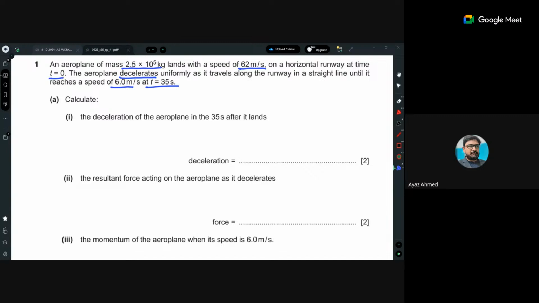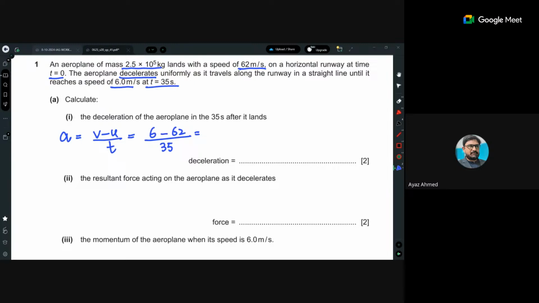For the deceleration, this is a 2 marks question. 1 mark is for either your formula or the values you plug into the formula, and 1 mark is for the answer. So what will I do? I will say that deceleration is equal to v minus u divided by t. What is the final speed? 6. What is the initial speed by which it landed? Keep your calculator ready. 62. And what is the time taken? Time taken is 35 seconds. So what will be your answer?